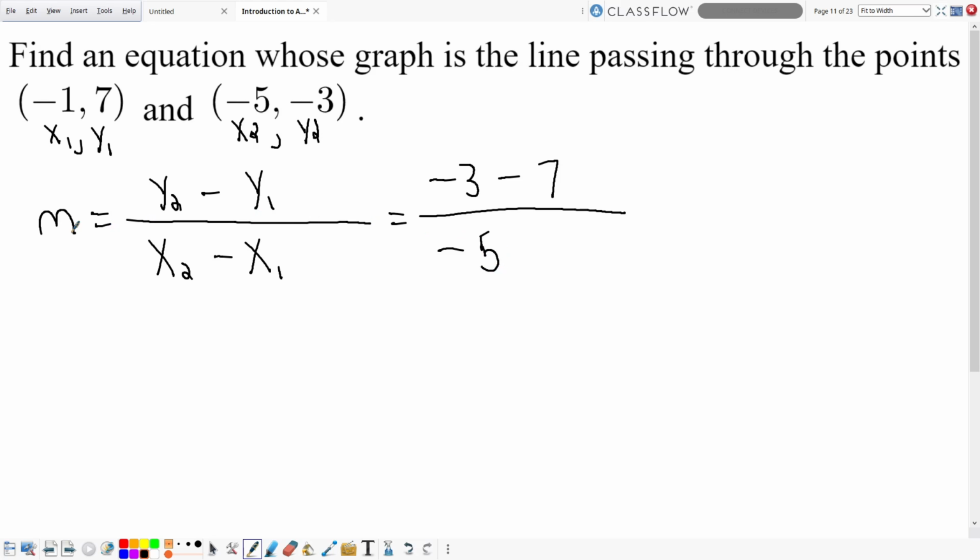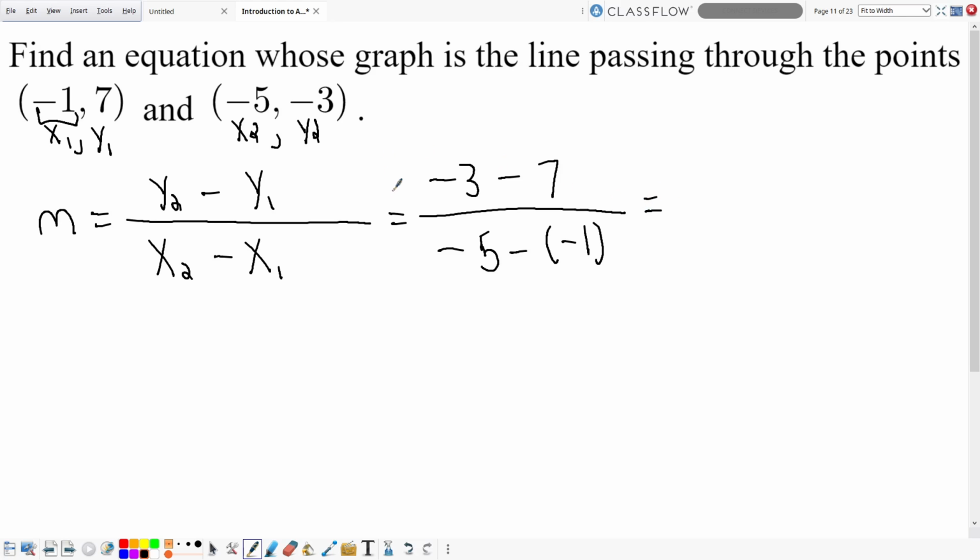-5 minus, now be careful with all these negatives. It's x2 minus x1. Our x1 is -1, so I have to subtract -1. Many students will see, okay, my x1 is -1, so I'll just write -5 minus 1. But you have to include that original negative in our formula because x1 is -1 itself. We're subtracting x1, so include the -1 when you're doing it. Okay, now to find the slope, all we gotta do is just simplify.